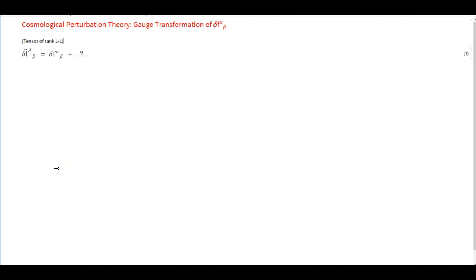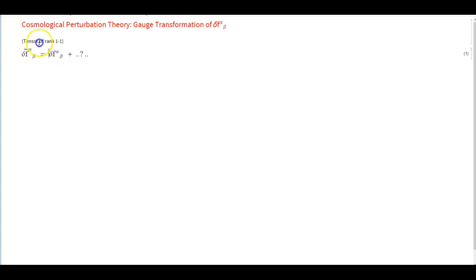Hello friends, welcome to the next lecture in this series of cosmological perturbation theory. In this lecture, we are going to look at how a tensor quantity of rank 1, 1, of this form, transforms from gauge 1 to another gauge.